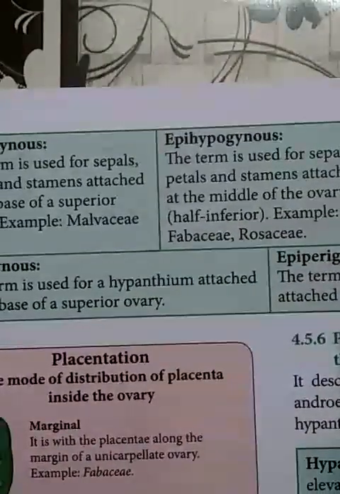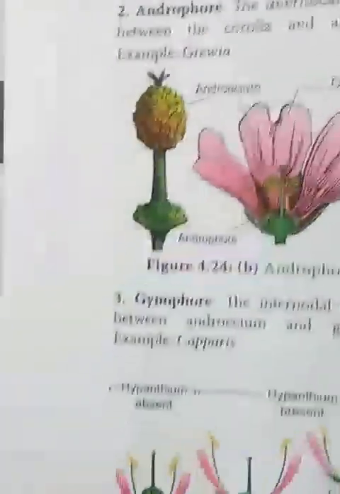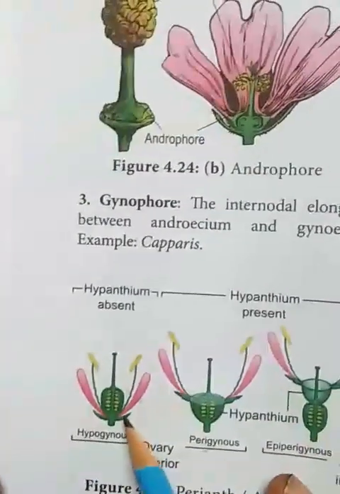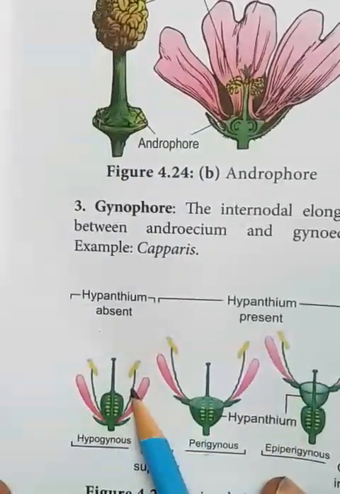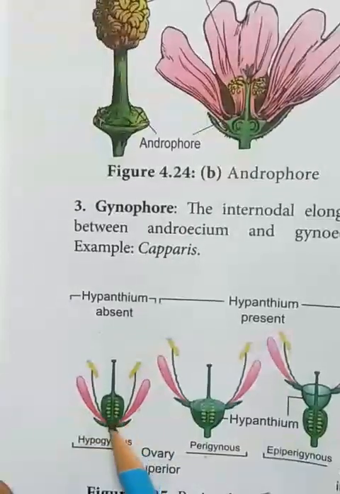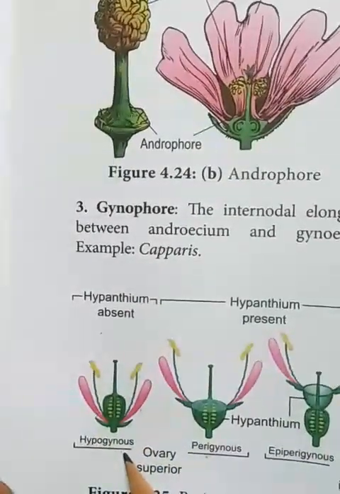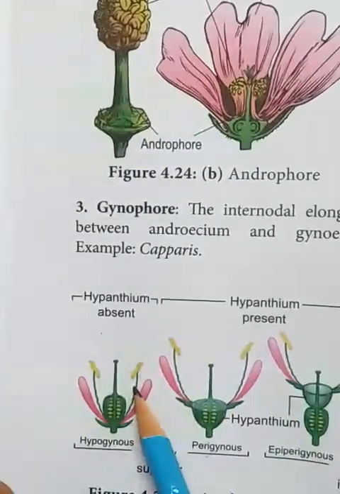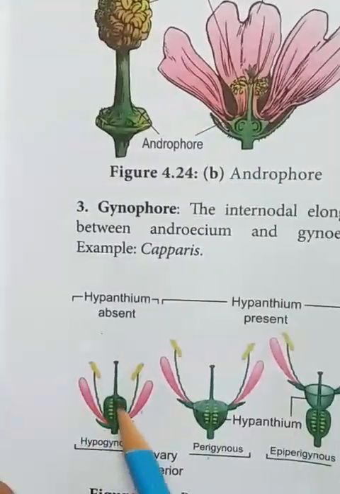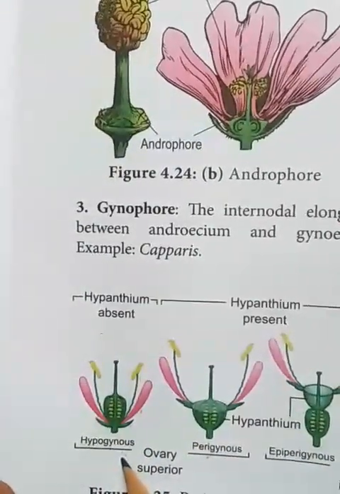Let's study each one in detail. I will explain with the diagram. Hypogynous: what is hypogynous? The flower having the sepals, petals and stamens attached at the base of the superior ovary is said to be a hypogynous flower. The sepals, petals and stamens are attached at the base of the superior ovary, so the flower is said to be a hypogynous flower.